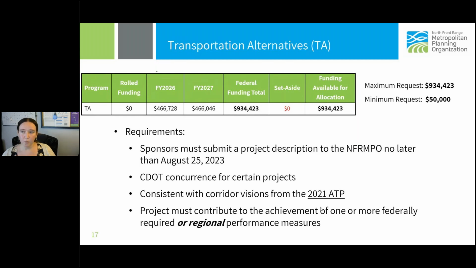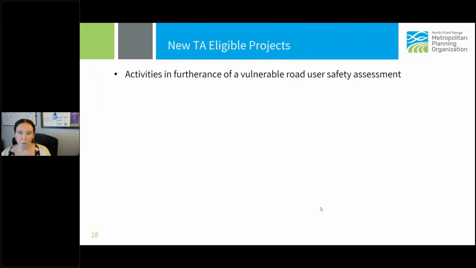And for the TA program, a project must contribute to the achievement of one or more federally required or regional performance measures. So the TA program is the only program where the requirement is not that it meet a federally required performance measure. You can also only contribute to the achievement of a regional performance measure. So just wanted to highlight that. And then as far as new TA eligible project types, the only one is activities in furtherance of a vulnerable road user safety assessment.